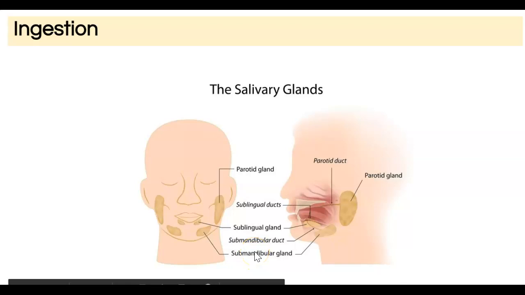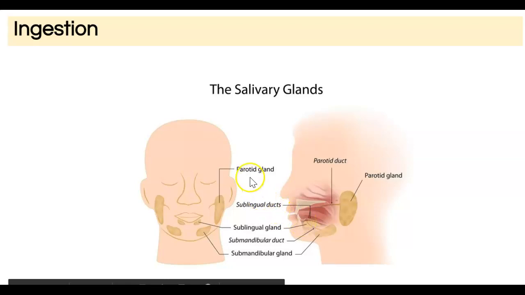So your jawbone is your mandible, and that's the fancy sciencey word for it. So submandibular means below your jaw. So that's where you're going to find them. There's our submandibular glands, and of course there's a duct leading from the submandibular gland into the mouth as well.